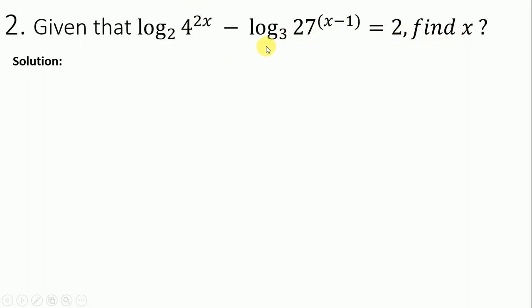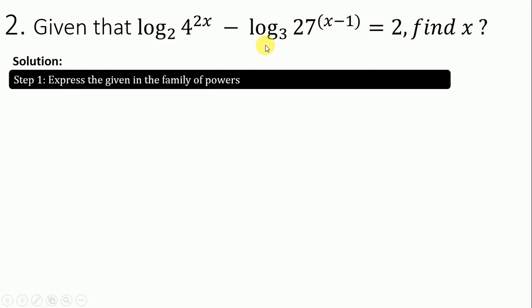The first step, like I said earlier, is to express the given terms in the family of powers, because in this case we do not have the same base. This is log base 2, this is log base 3. So we need to express what we have here in the family of its power. In this case, we can express 4 as 2 raised to power 2, and we can express 27 as 3 raised to power 3.